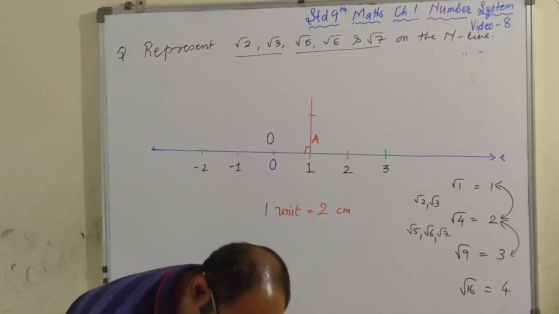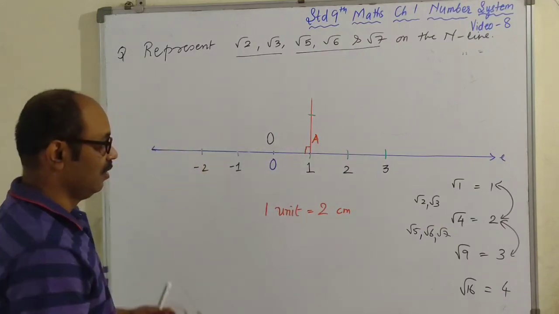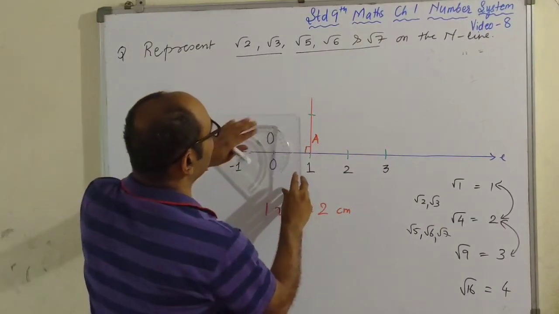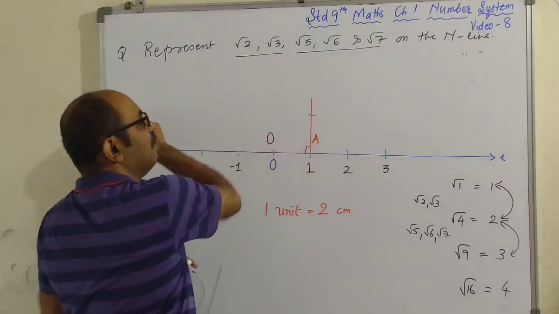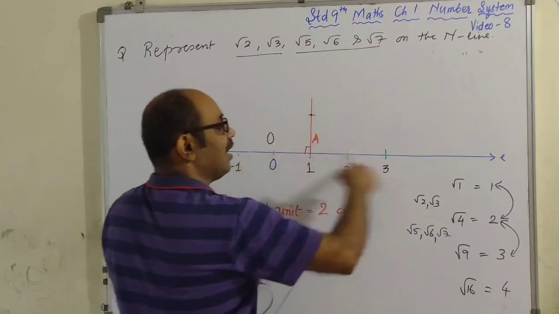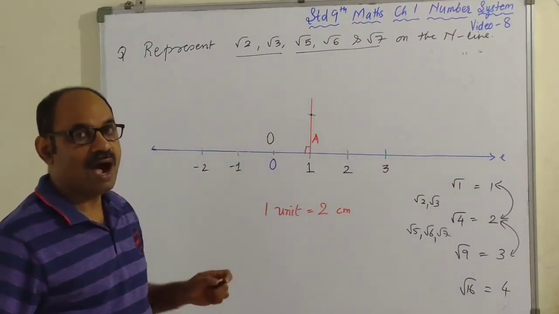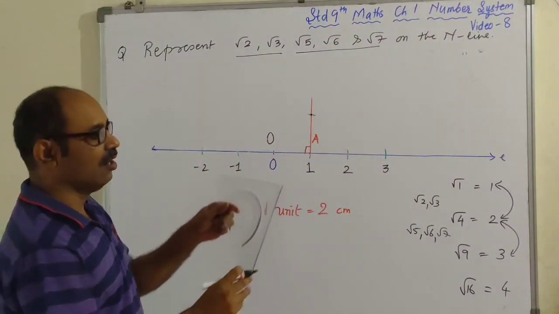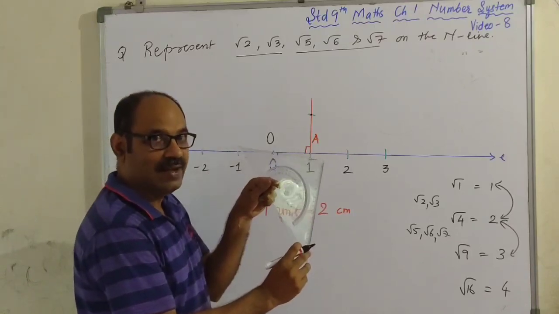Fine. Now what I do, children, is draw a line passing through this point and parallel to line L. Now how can that be done? So again I'll make use of the set square.